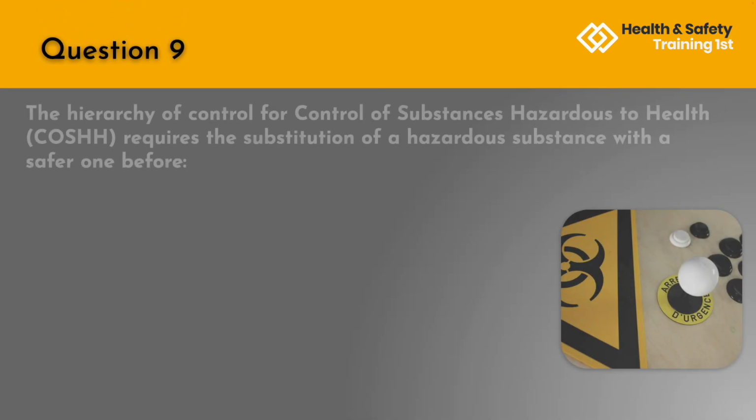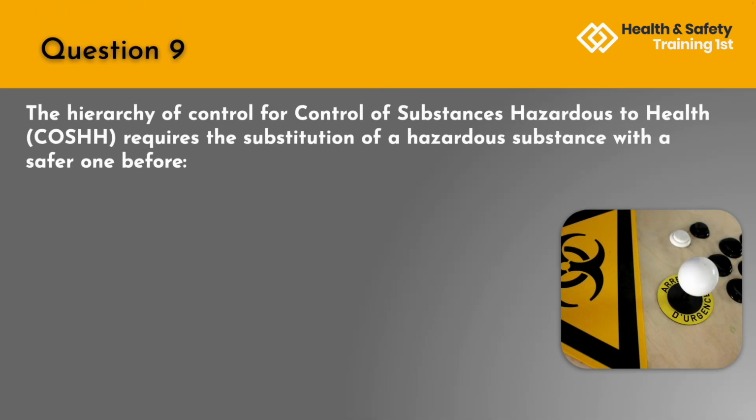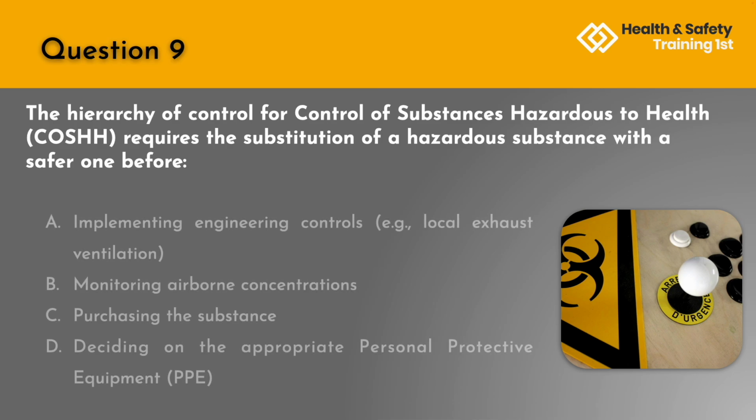Question 9. The hierarchy of control for control of substances hazardous to health requires a substitution of a hazardous substance with a safer one before A. Implementing engineering controls. B. Monitoring airborne concentrations. C. Purchasing the substance. Or D. Deciding on the appropriate personal protective equipment?